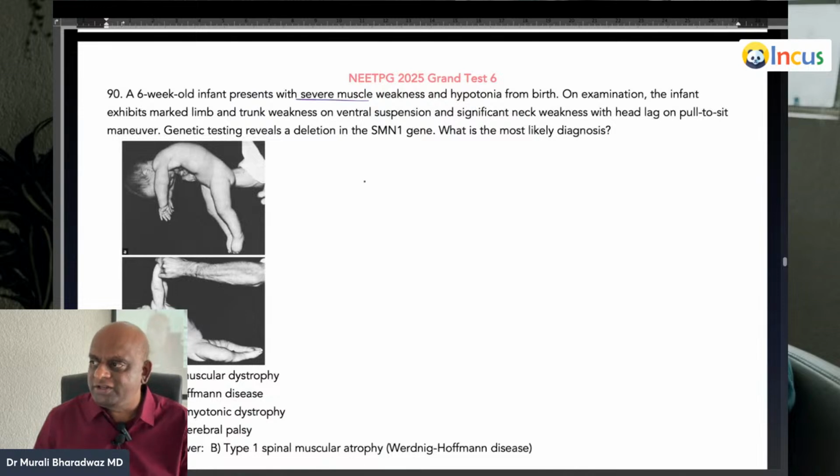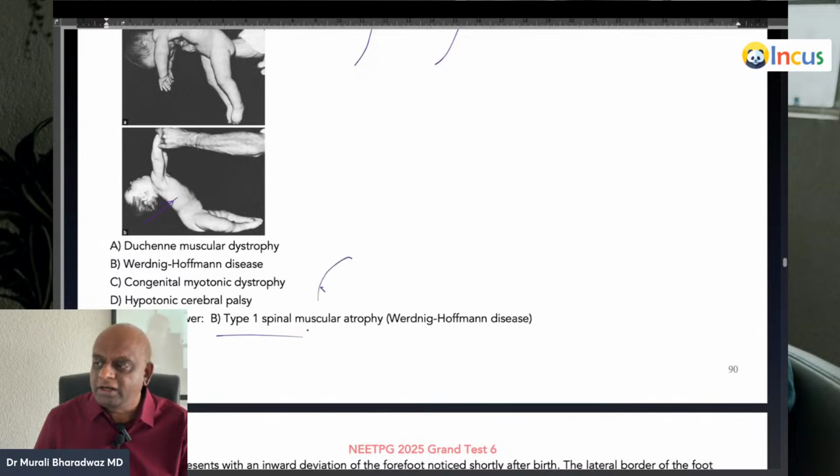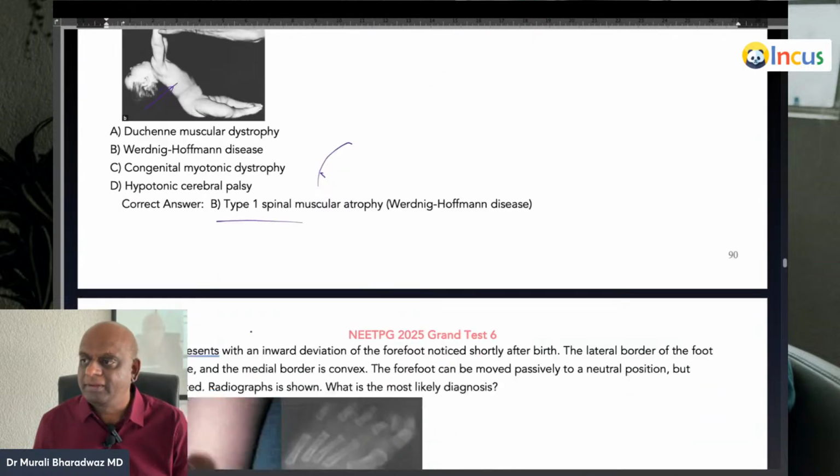A 6-week-old with severe muscle weakness, hypotonia right from the birth. Marked limb and trunk weakness on ventral suspension. SMN1 gene positive, that is type 1 spinal muscular atrophy, which is called Werdnig-Hoffmann disease.